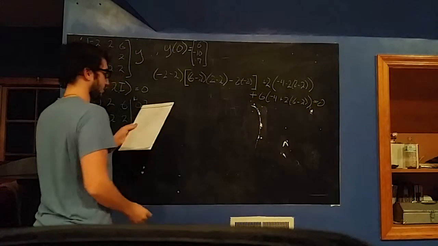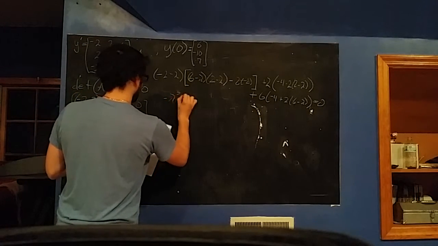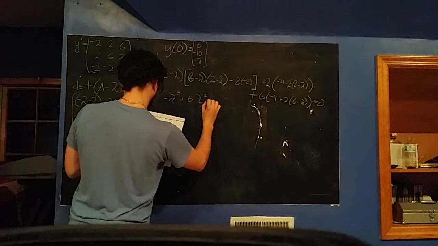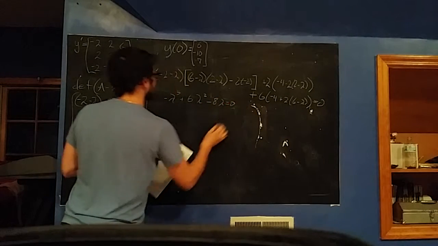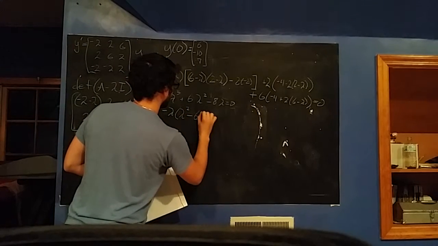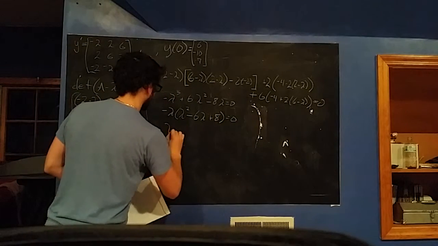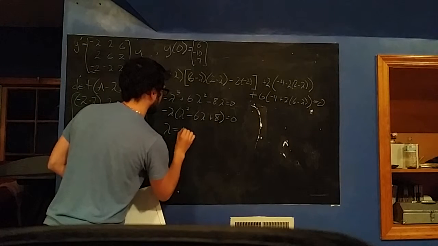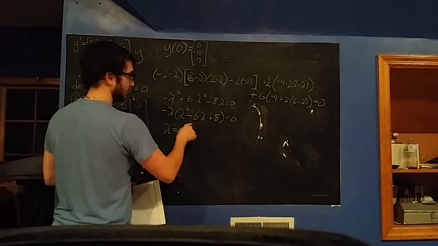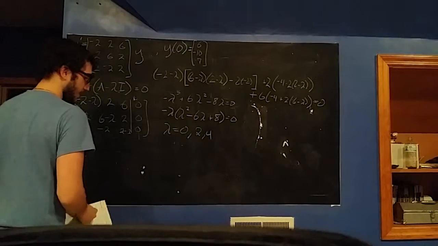After a bit of algebra, we finally come down to negative lambda cubed plus 6 lambda squared minus 8 lambda is equal to 0. We pull out a negative lambda and we get lambda squared minus 6 lambda plus 8 equals 0. That gives us 3 different eigenvalues. Lambda is either equal to 0, and we can factor lambda minus 4, lambda minus 2, so lambda equals 2 or 4. And that gives us our 3 eigenvalues.